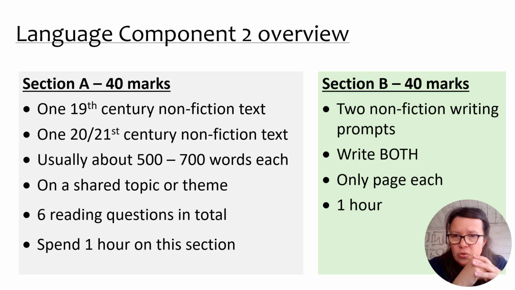They're slightly shorter than the fiction text, so they're normally about 500 to 700 words each, and obviously they're on a shared topic or theme. And if you've looked at any of the past papers whilst you've been getting ready for this exam, you will know that they are often on famous people or famous events, or I mean, we had the one on Jumbo the elephant, famous things. There are 6 reading questions in total.